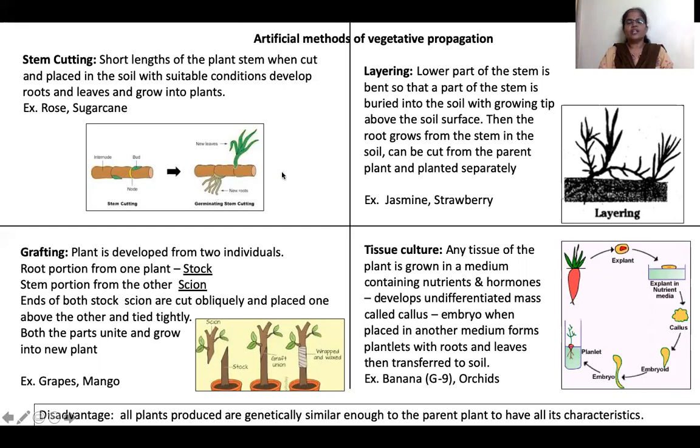New plants will germinate from the stem cutting. This we can see in ಕಬ್ಬು ನೋಡಿದಿರಾ, ಕಬ್ಬನಲ್ಲೂ ಬೀಜ ಹಾಕಲ್ಲ ಅಥವಾ ರೋಸ್. ದೀಸ್ ಥಿಂಗ್ಸ್ ವಿಲ್ ಬಿ ಡನ್ ವಿತ್ ಕಟ್ಟಿಂಗ್, ಸ್ಟೆಮ್ ಕಟ್ಟಿಂಗ್. ಕಬ್ಬು ಮತ್ತೆ ರೋಸು ಸ್ಟೆಮ್ ಕಟ್ಟಿಂಗ್ ಯೂಸ್ ಮಾಡಿ ಮಾಡ್ತಾರೆ.